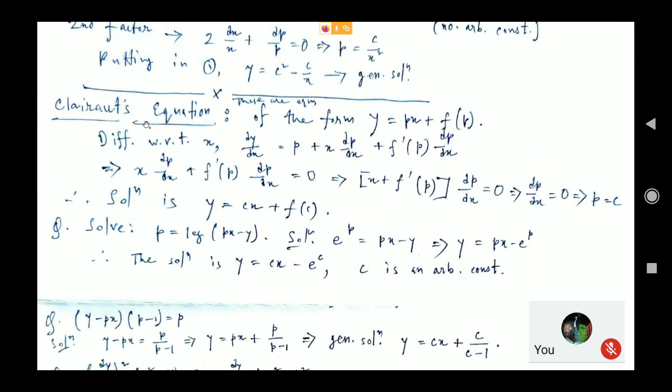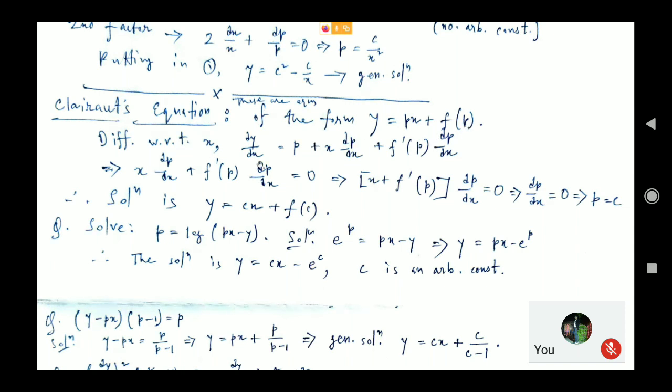Next, there is another equation, Clairaut's equation. So these are equations of the form y equal to px plus f of p. So these are equations of this form, y equal to px plus f of p. The procedure is that we differentiate this equation with respect to x.